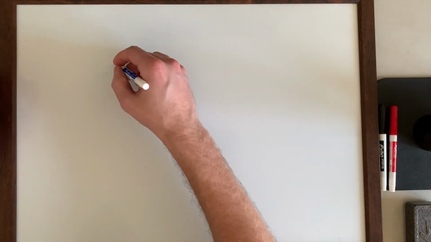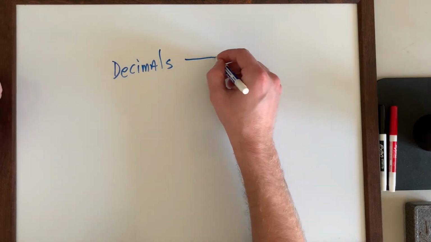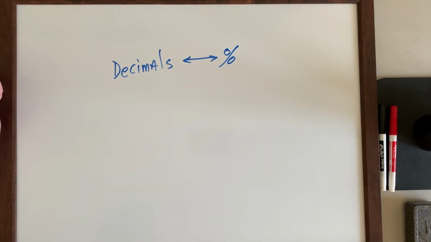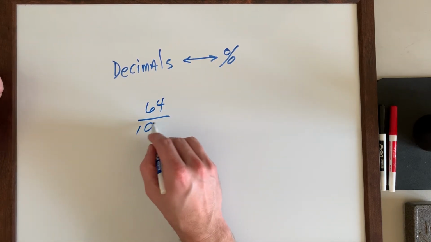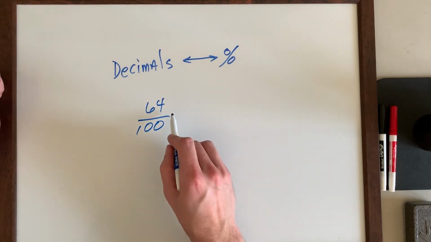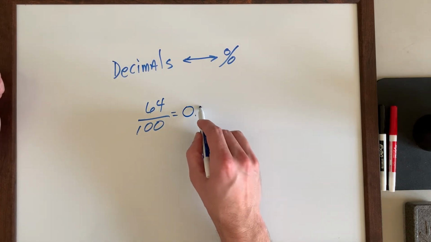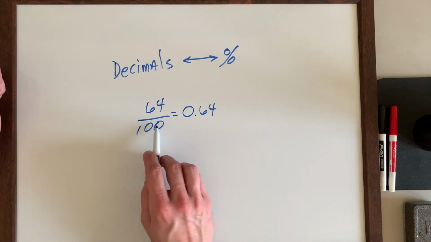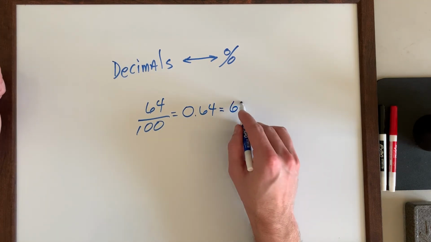How do we relate decimals and percentages? They're tied together. They're connected. So let's talk about that quick. If I take 64 divided by 100, I could use long division or a calculator, and if I wanted a decimal, I would get 0.64. But I also know that if I have 100 as a denominator, the numerator is my percentage.